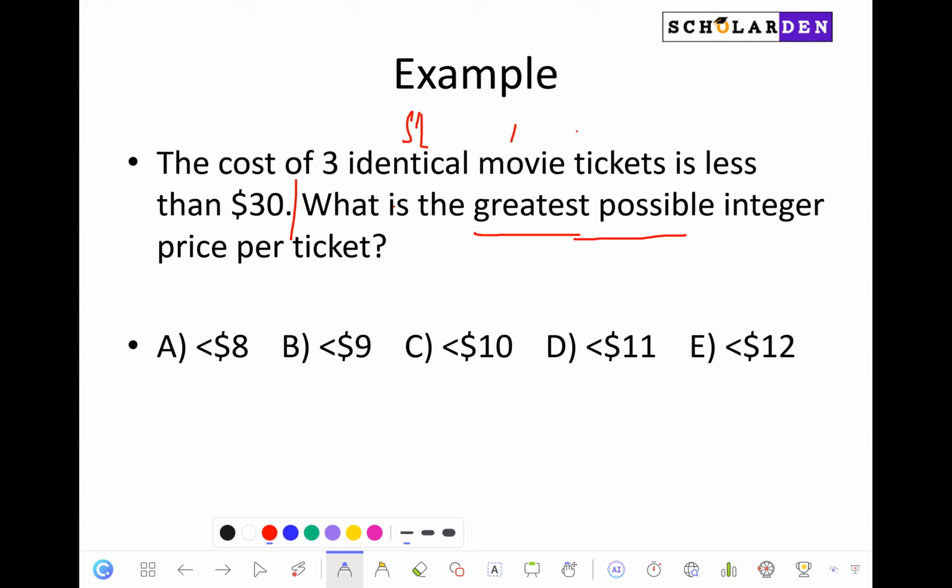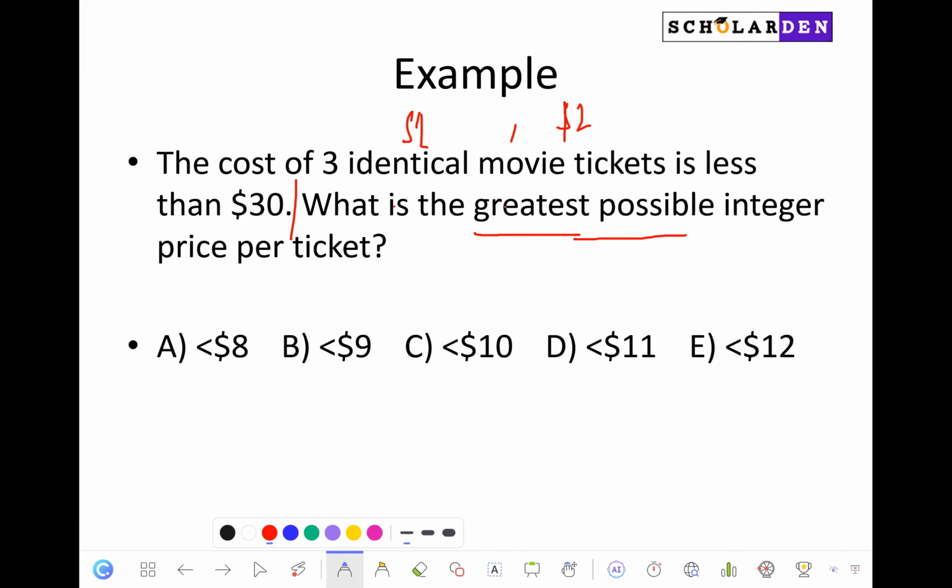It could be $2, which would mean that the cost of 3 identical movie tickets would be $6. All valid options. But the second statement asks: what is the greatest possible integer price per ticket? So we want to find the greatest possible value for each movie ticket, which results in 3 tickets costing a total of less than 30.